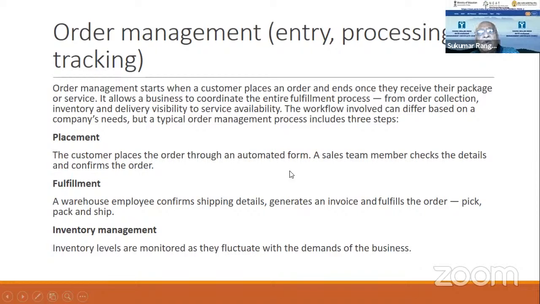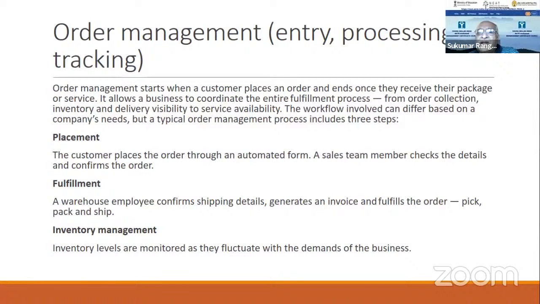The customer places the order through an automated form, in this case usually an app. A sales team member checks the details and confirms the order. Now, there may be a variation in a B2C type of situation and a B2B type of situation. B2B is where you're dealing with a limited number of items with limited customers, whereas B2C is a very large number of customers with very large variations of goods which can be ordered. A warehouse employee confirms shipping details, generates an invoice, and fulfills the order. Pick, pack, and ship.